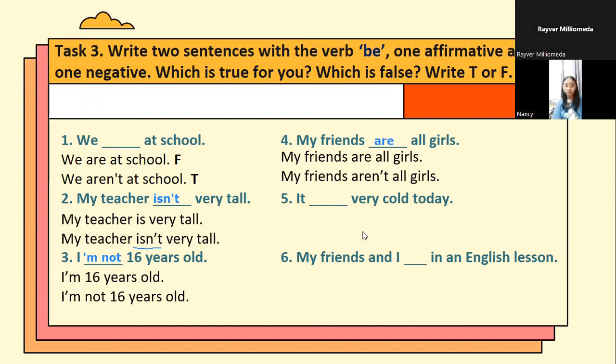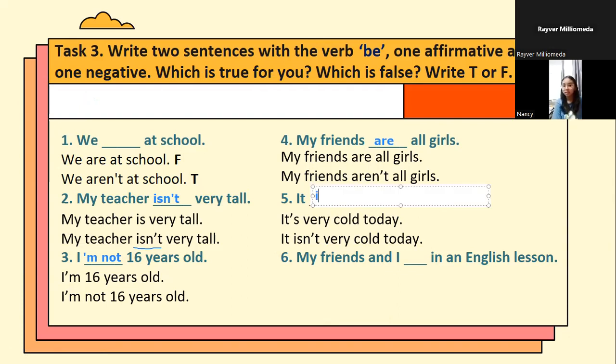Okay, so number 5. What is your answer? It isn't very cold today. Isn't. Okay. So same here. Also, here in the Philippines, it isn't very cold. Actually, it's very hot tonight. So number 6.